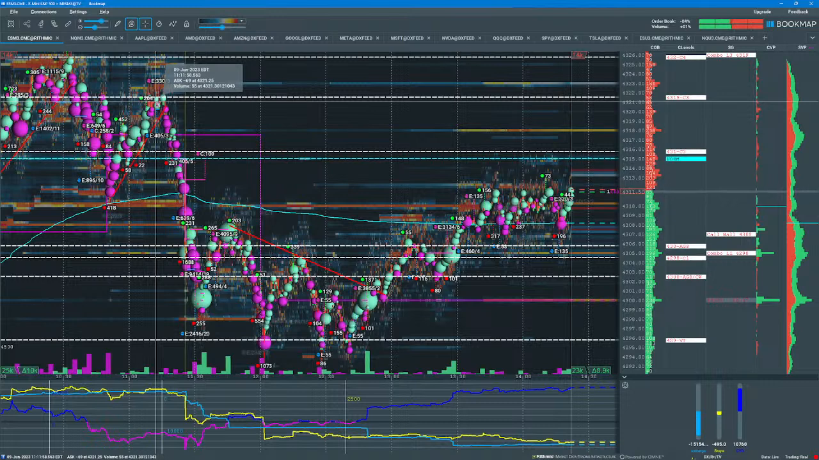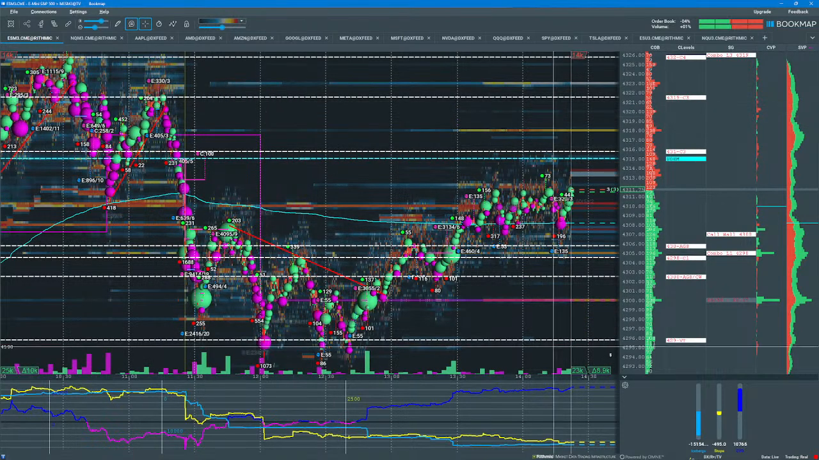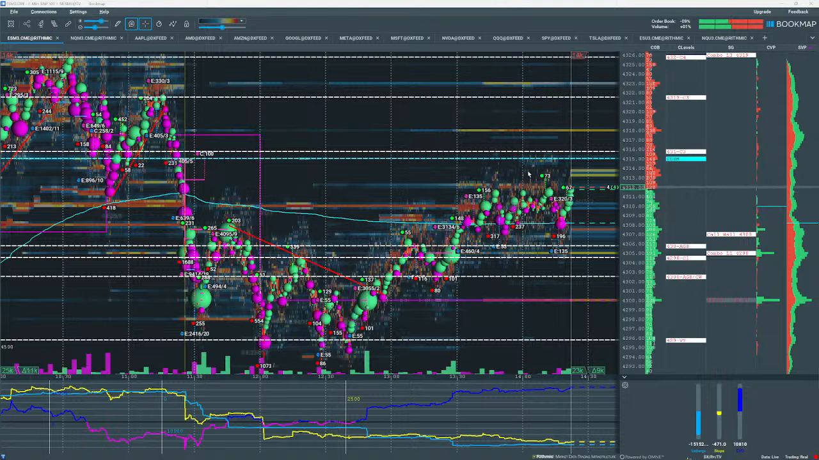All right, still trying to make it up to the upper daily expected move. Looks like some aggressive buyers coming in here. You can see the green volume dots and the rising cumulative volume delta.